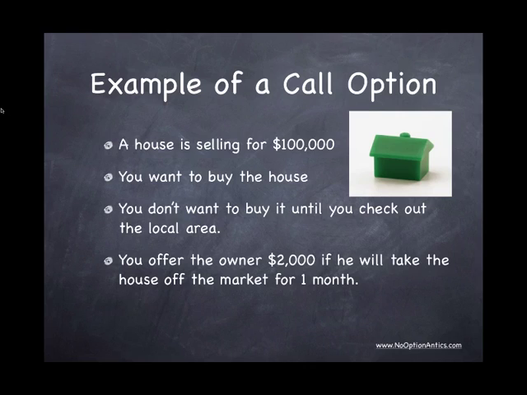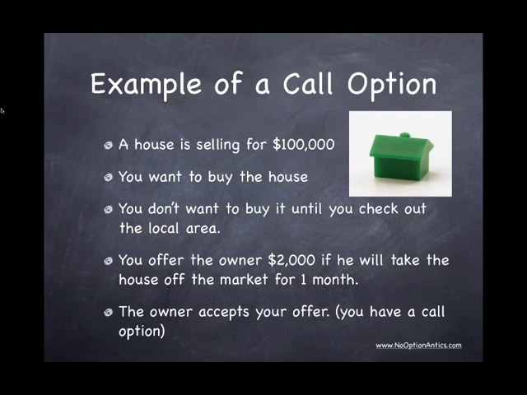Say, listen, I'm going to give you $2,000. If you take the $2,000, just take your house off the market just for 1 month. I want to buy the house for $100,000, but I'm going to give you this $2,000 up front right now, so I could buy the house maybe later on for the $100,000. Take it off the market for 1 month.